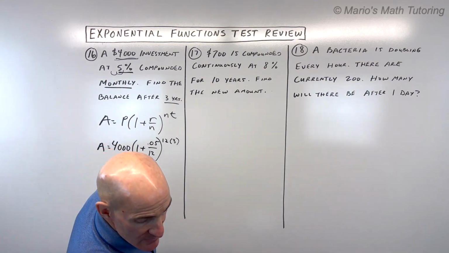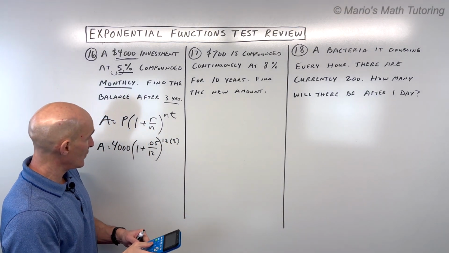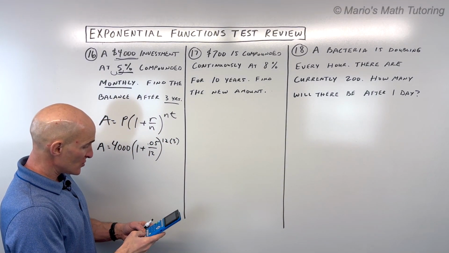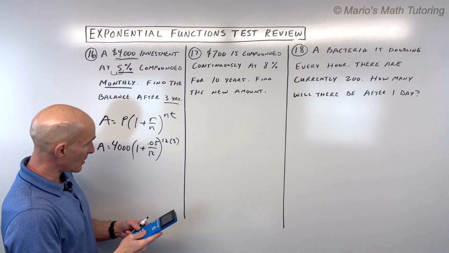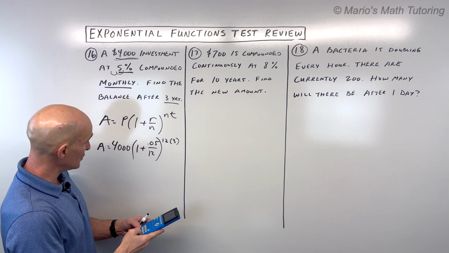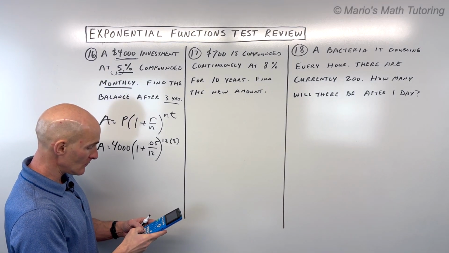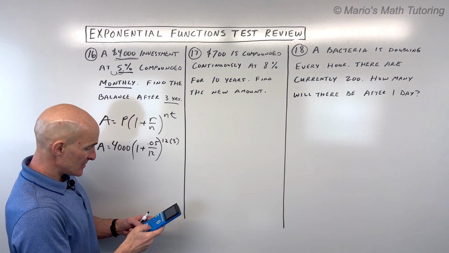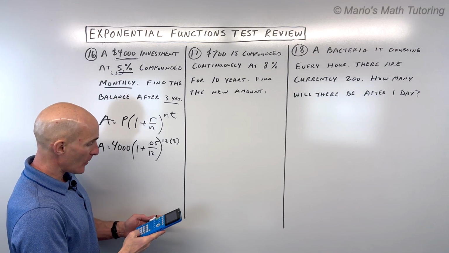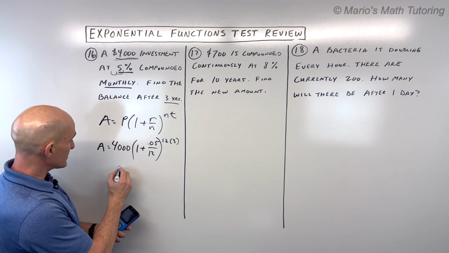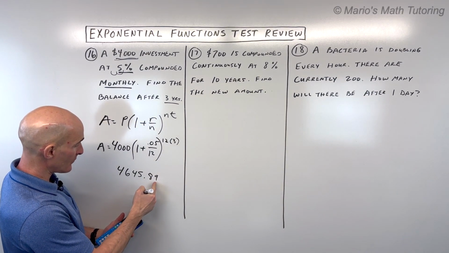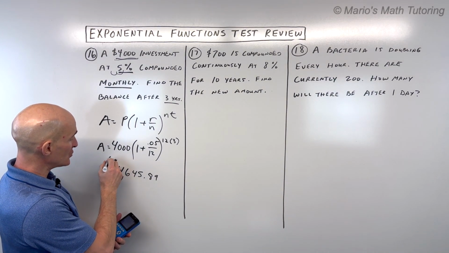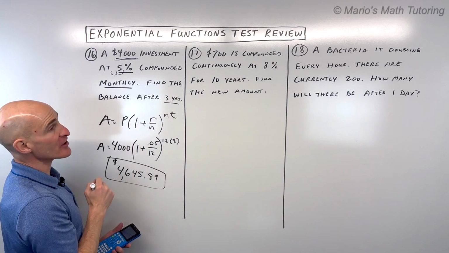Now, let's see what this comes out to on the calculator. You might want to make sure you use enough parentheses, or you can do the order of operations, start with the parentheses first. I'm just going to use parentheses. And then let's raise this to the 36 power. Okay, so I'm getting $4,645.89 if I round to the pennies, and that's how much you would end up with after the 3 years.